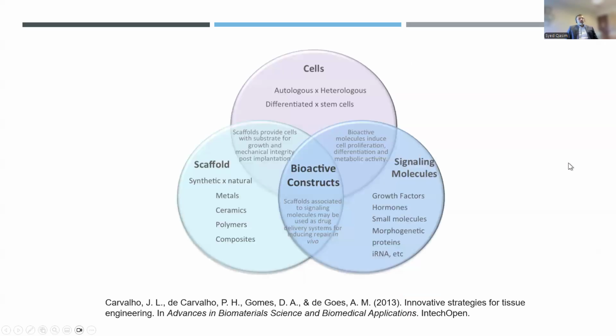Okay. So what comes in cells? Cells में you got autologous, heterologous, differentiated and stem cells होते हैं. Scaffolds are usually made up of metals, polymers, ceramics, or composites. Can be a mixture of metals and polymers, ceramics or metals, synthetic or natural.